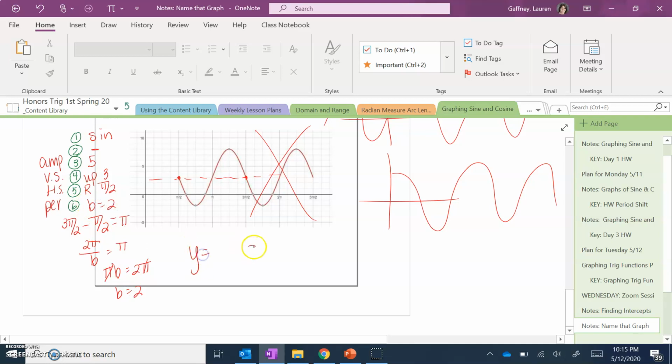Okay, so I have a sine graph that is negative. The amplitude is 5. It was moved up 3. Now it's right pi over 2, so minus pi over 2, and the b value is 2.